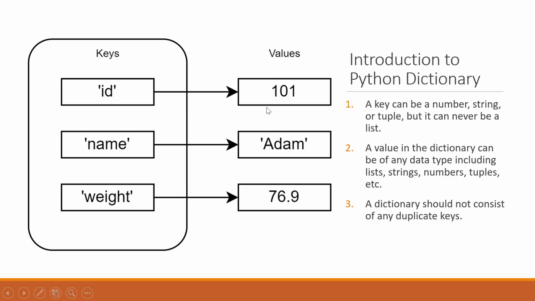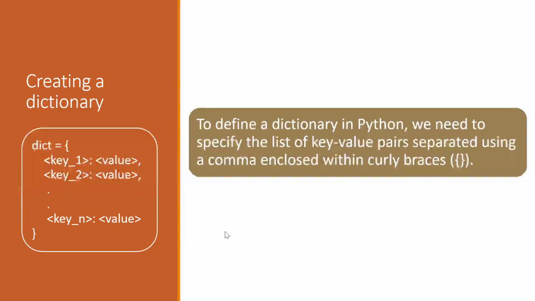So here you can see the basic representation of dictionary. So in dictionary there are basically two components. There are keys and there are their corresponding values. Now key should be an immutable element and it should not be repeated. Now values on the other side can be any Python object. So it can be a list, it can be a string, it can be an integer, or it can be a tuple as well.